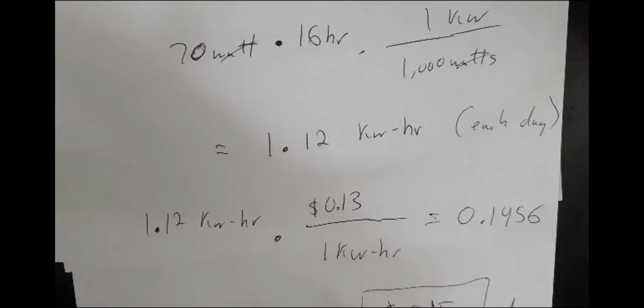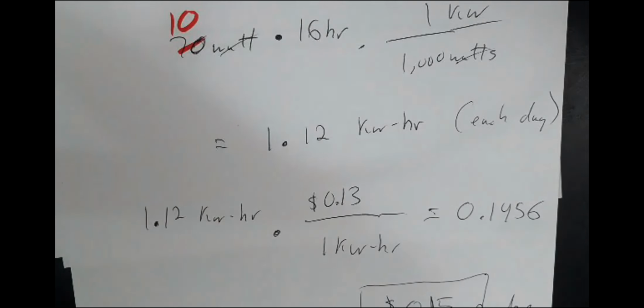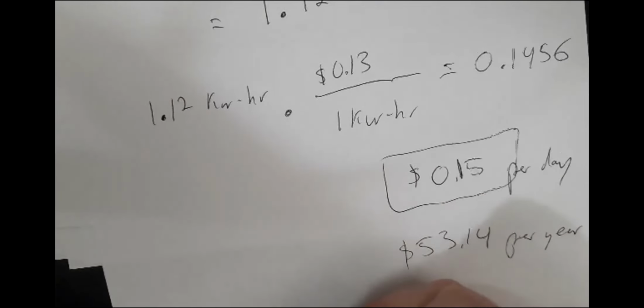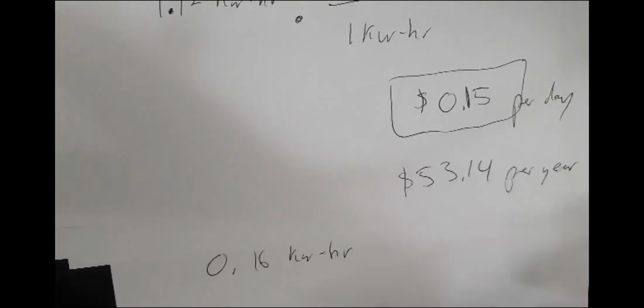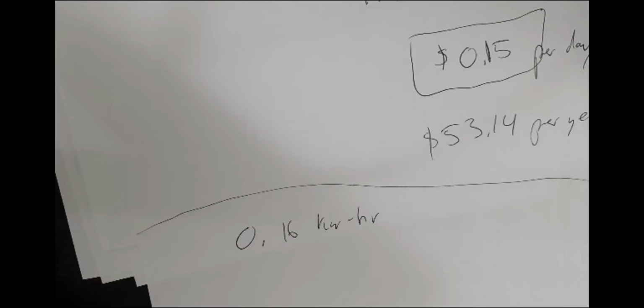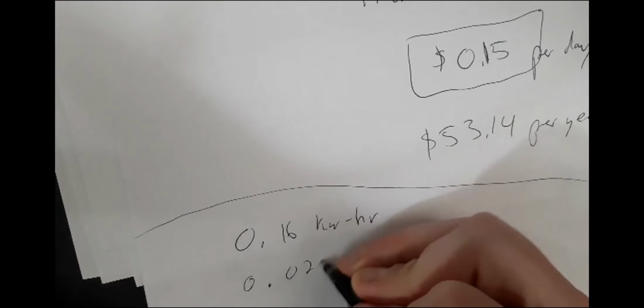So it should be the same process, but now instead of 70, hey, guess what? I threw in 10. And I think you could take the whole thing and divide it by 7, and it would probably give you the same result. But I'm going to go ahead and solve it step by step. So I'm getting 0.16 kilowatt hours when I do my first step for my 10-watt bulb. And when I multiply this by 0.13, it costs me 0.0208 per day.